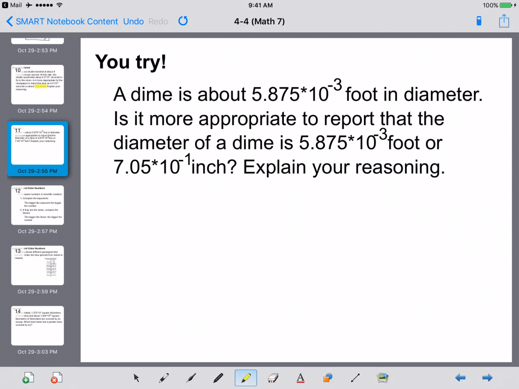So you try. It says a dime is about 5.875 times 10 to the negative 3rd foot in diameter. Is it more appropriate to report that the diameter of a dime is that amount of a foot, or 7.05 times 10 to the negative 1 inch? Explain your reasoning. So our better option is this inch here, because this is such a tiny amount of a foot. It's easier to visualize the portion of an inch than it is to visualize the teeny portion of a foot.